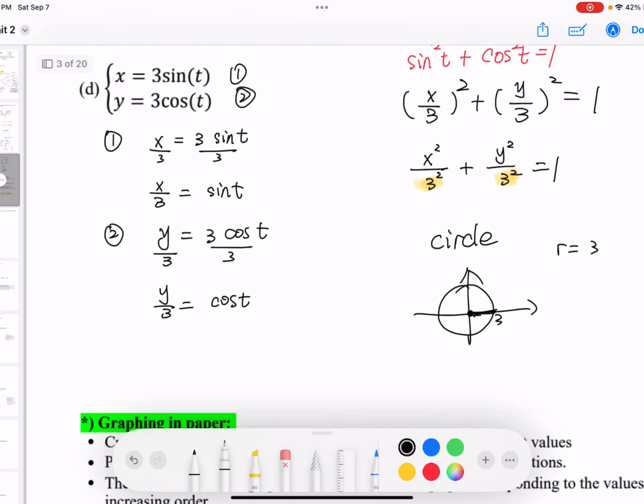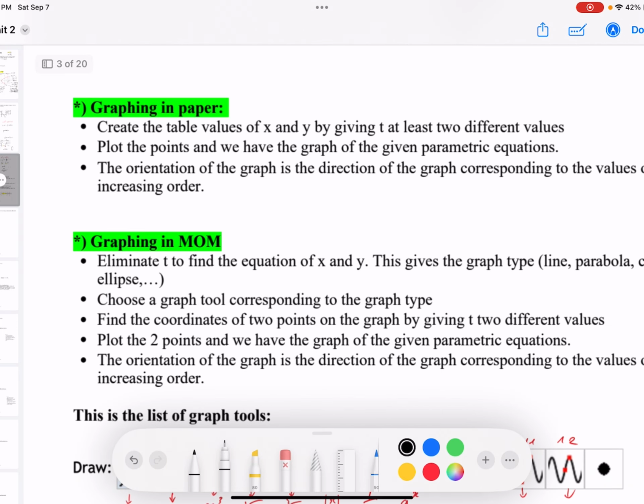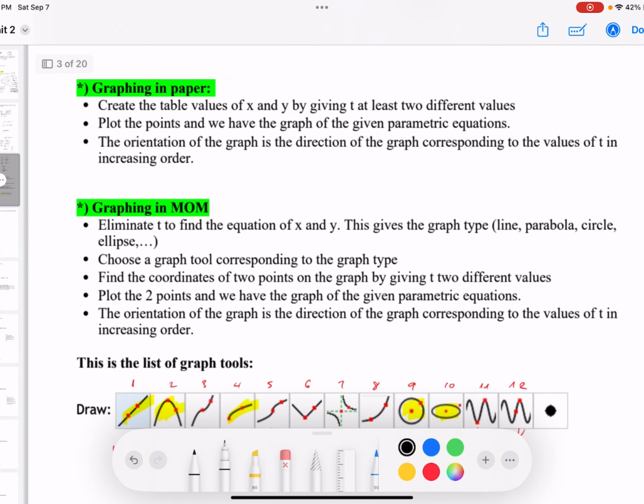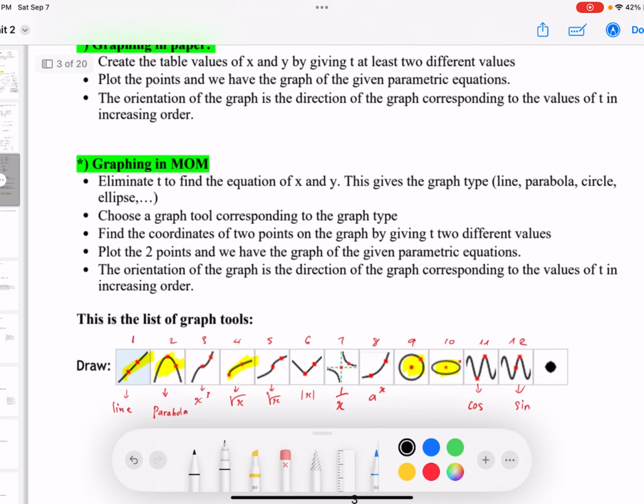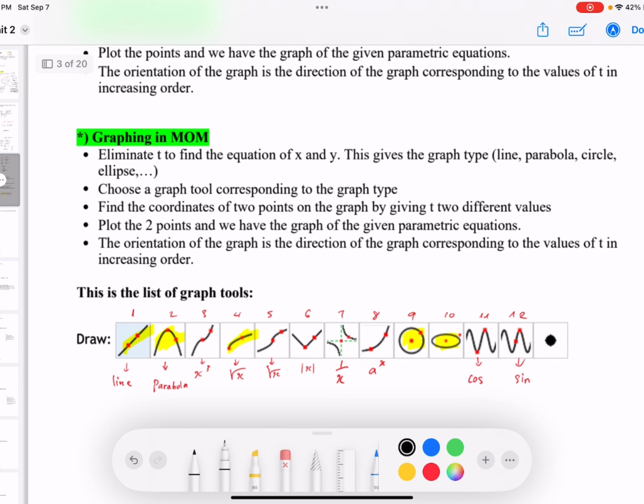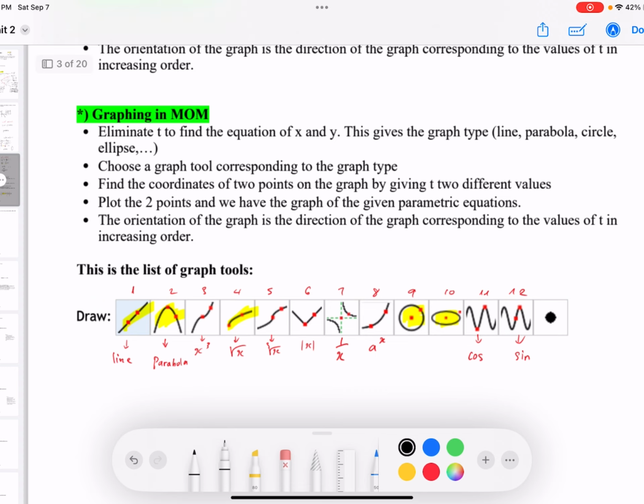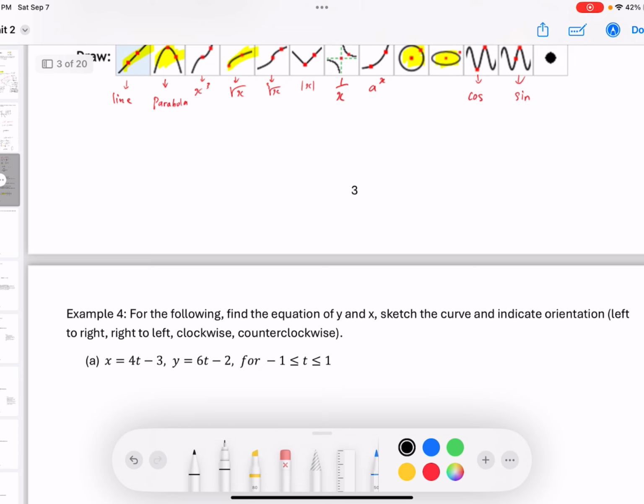Okay, let's move on. Here, for this part, you can pause the video and read the instructions on how to graph on paper, how many steps, and then graphing on my open math. Later I will record one question on how to graph the shape, graph the parametric equations. All right, let's go.